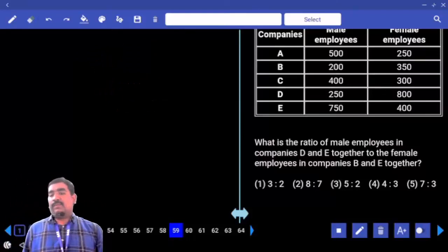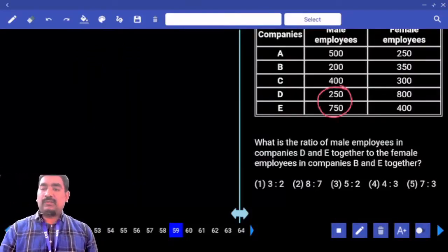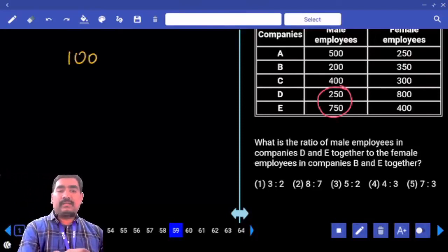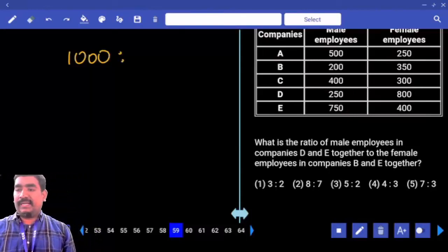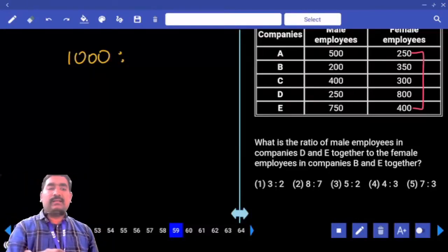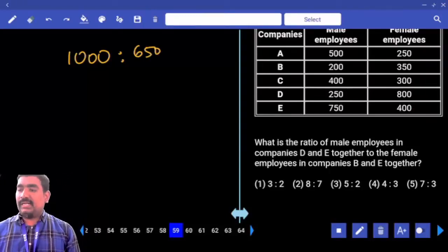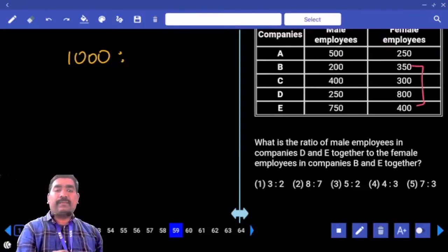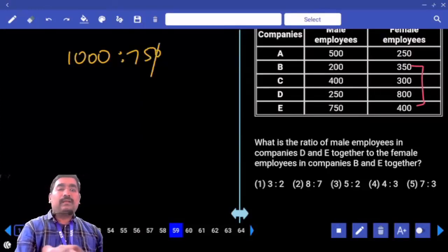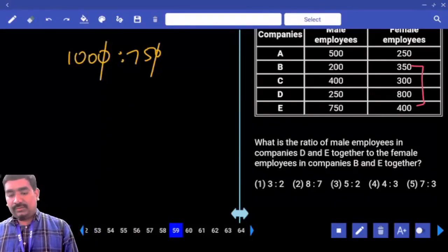Ratio between male employees in D and E together and female employees in B and E together. D and E male employees: 250, 750. Female employees in B and E: 350, 400, 750. 25 times 4, 25 times 3, so the ratio is 4:3.